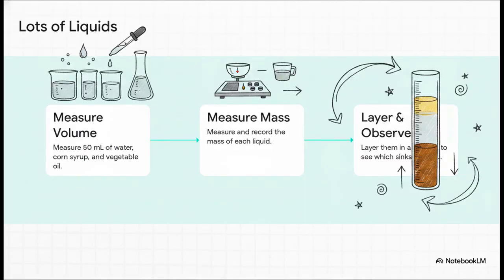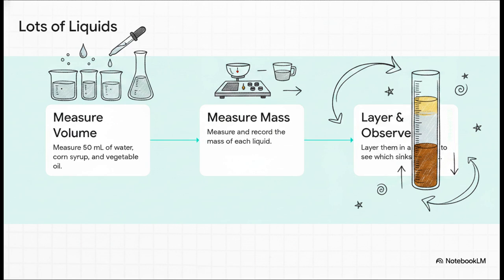The procedure here is simple but really powerful for the kids. First, they measure out equal volumes, 50 milliliters, of water, corn syrup, and vegetable oil. Second, they measure and record the mass of each liquid using a balance. Just remind them to subtract the mass of the empty cup. Finally, they gently layer those liquids into a graduated cylinder.